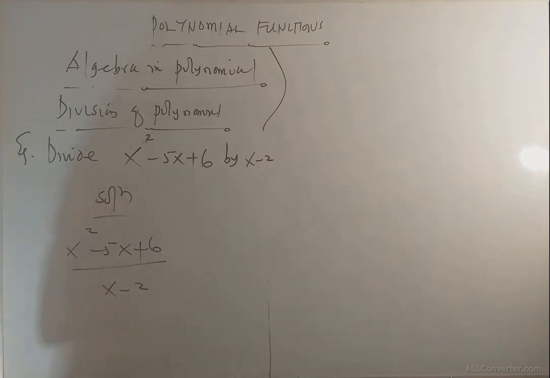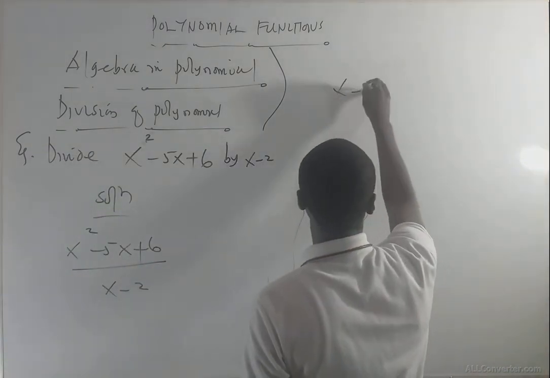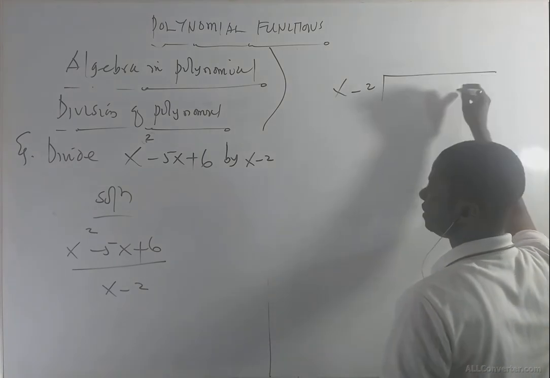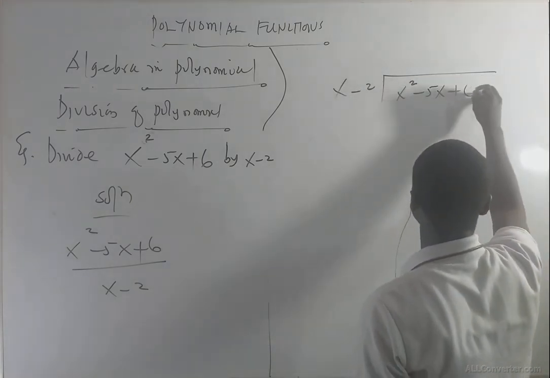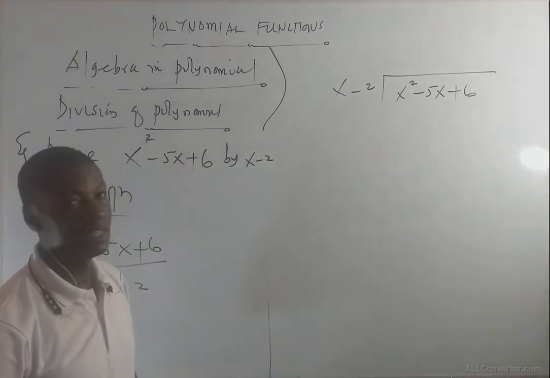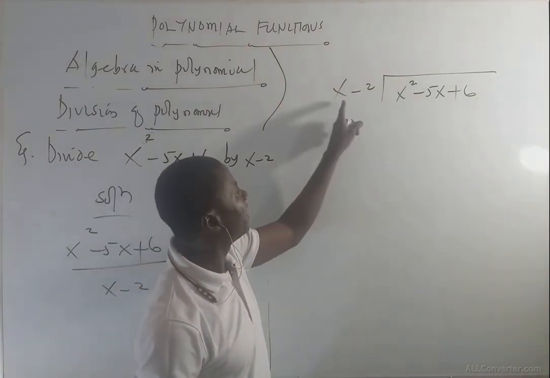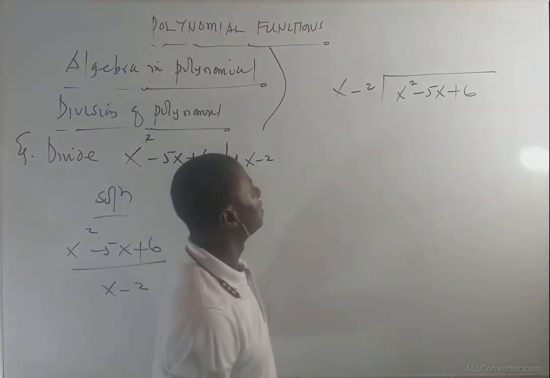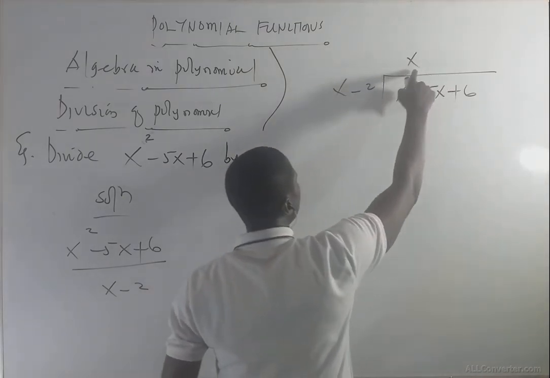So our dividend is x squared minus 5x plus 6, and our divisor is x minus 2. The divisor x minus 2 will be out here, then the dividend x squared minus 5x plus 6 will be in there. So let's start with the division of polynomials. First, x squared divided by x will give us x. Whatever we get, we multiply by the divisor.